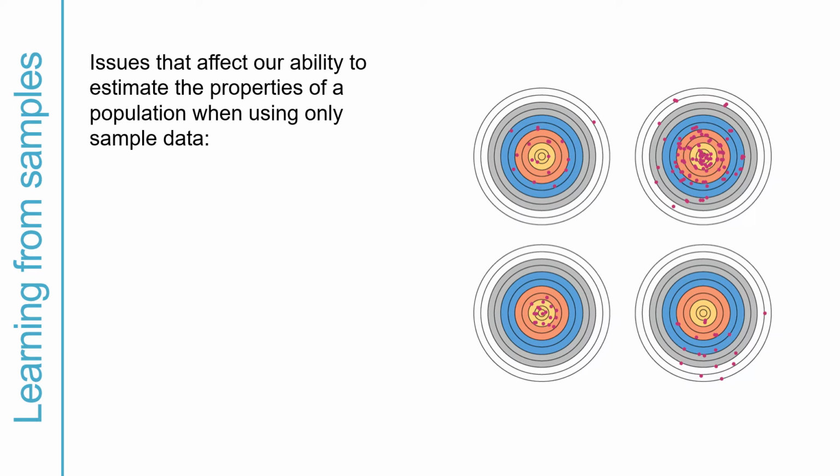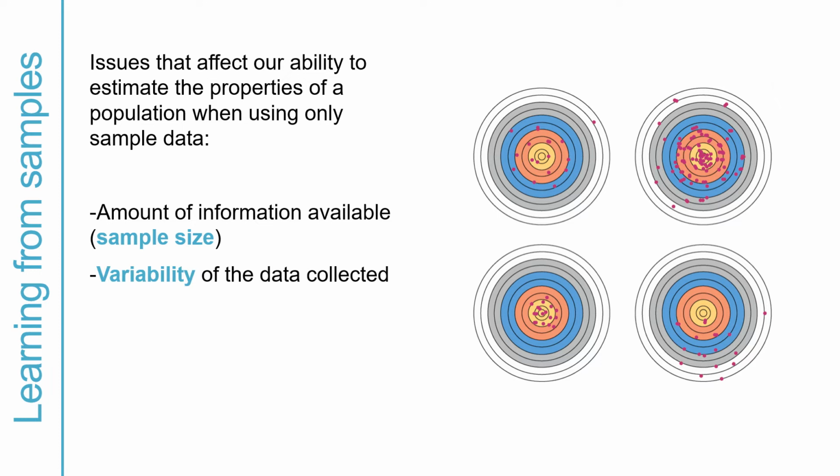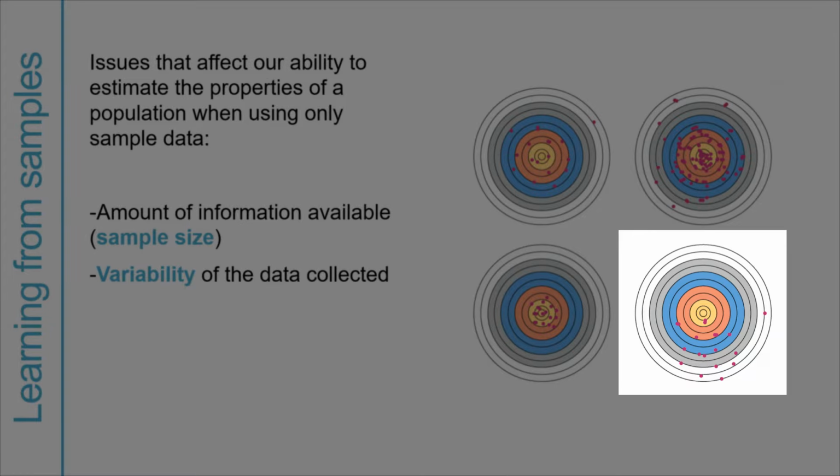Which brings us to two important issues in sample data collection. One is the sample size, the amount of information collected, and the other one is the variability of the data. To some extent, variability can be compensated for by having a larger sample size. On the other hand, if the arrows missed a big chunk of the target, then your guess for where the center of that target might be is going to be way off.